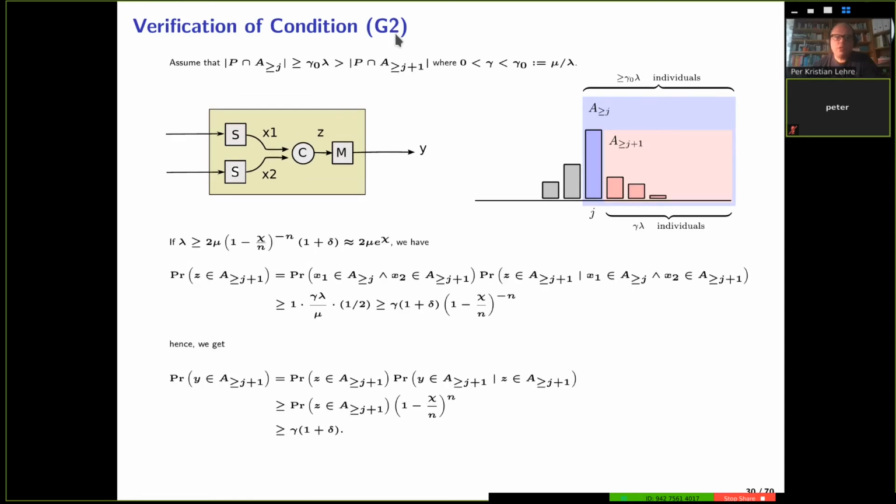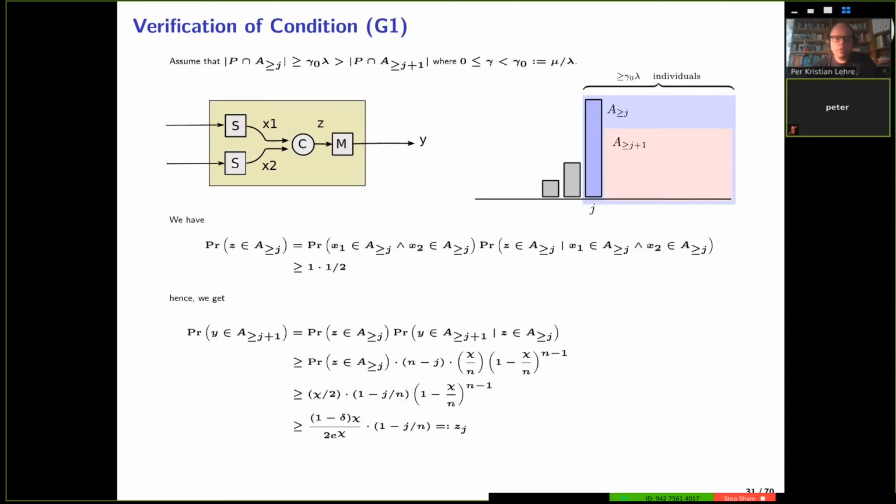So this is condition G2, usually that's the most difficult. Then condition G1. Here it suffices that I just pick 2 individuals in level J. So in this case I don't know whether I have any individual in J plus 1, but it suffices that I pick 2 parents in level J, and then with probability 1/2 the offspring will be in J, and then I have to mutate the bitstring so that I obtain an individual in J plus 1.